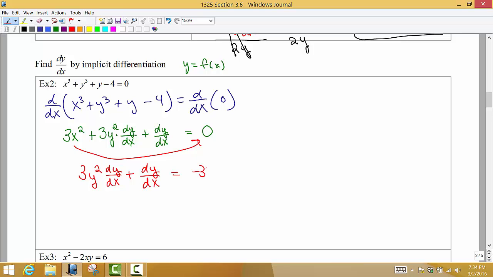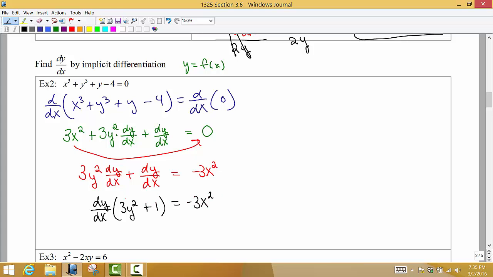On the other side now we have negative 3x squared. Well, I have two dy dx's, so I have dy dx in both of these terms. So we're going to factor out dy dx from both terms. That leaves us with 3y squared from the first term, and anytime we take out a complete factor from one of the terms, then we have to leave a 1 as a placeholder.